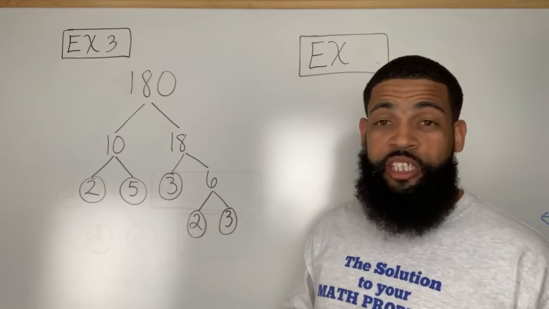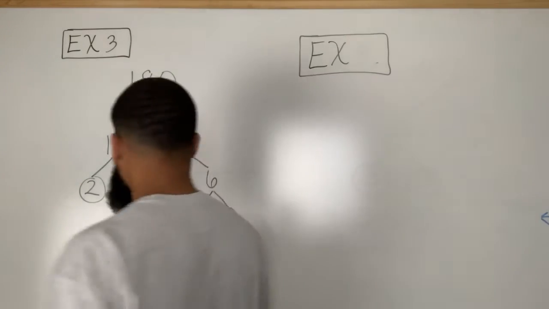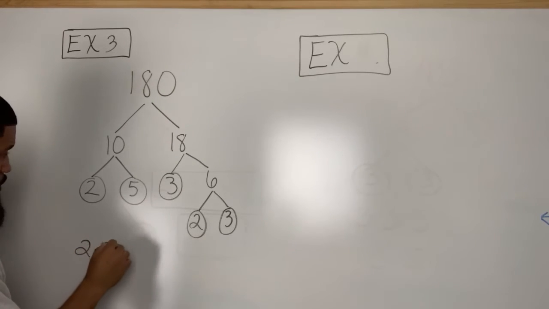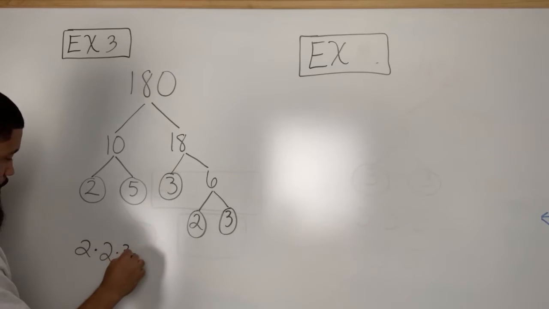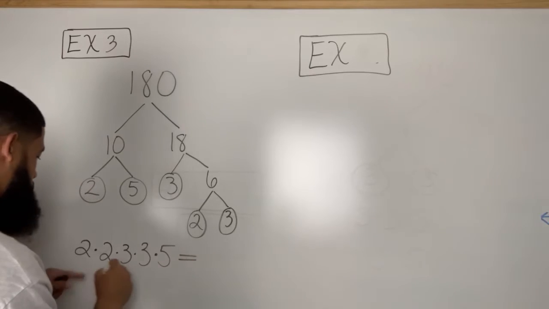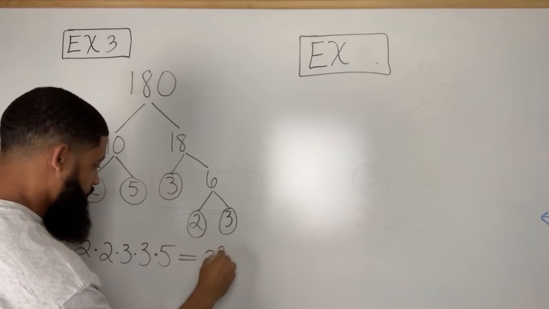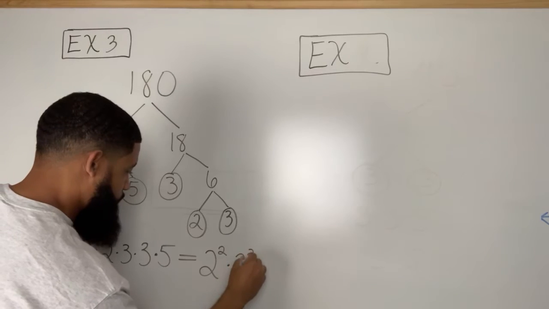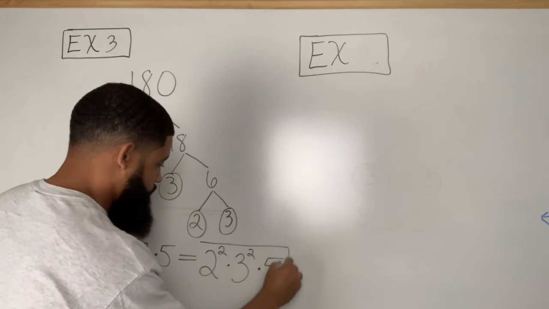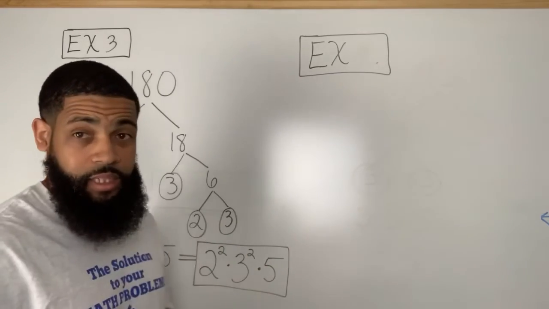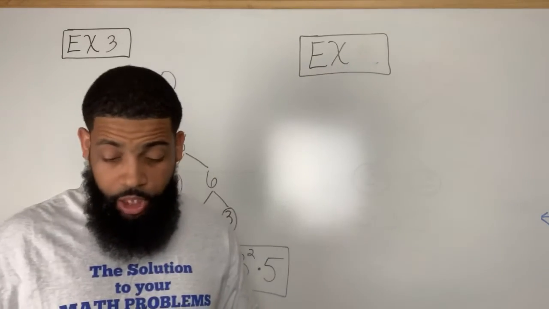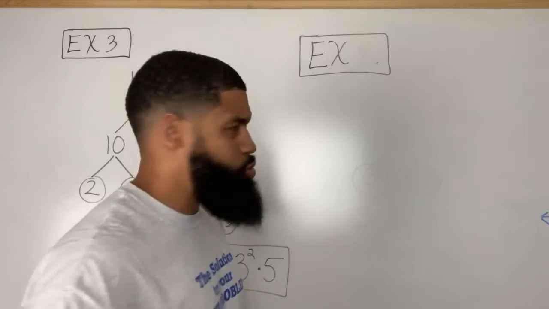So the prime factorization of 180 can be written as, let's start with the lowest number. So I have 2 times 2 times 3 times 3 times 5, which is also, if we write it in exponent form, 2 to the second power times 3 to the second power times 5. All right, so that's our prime factorization of 180. All right, one last example, and this final example is going to be another large number. We're going to take 420.